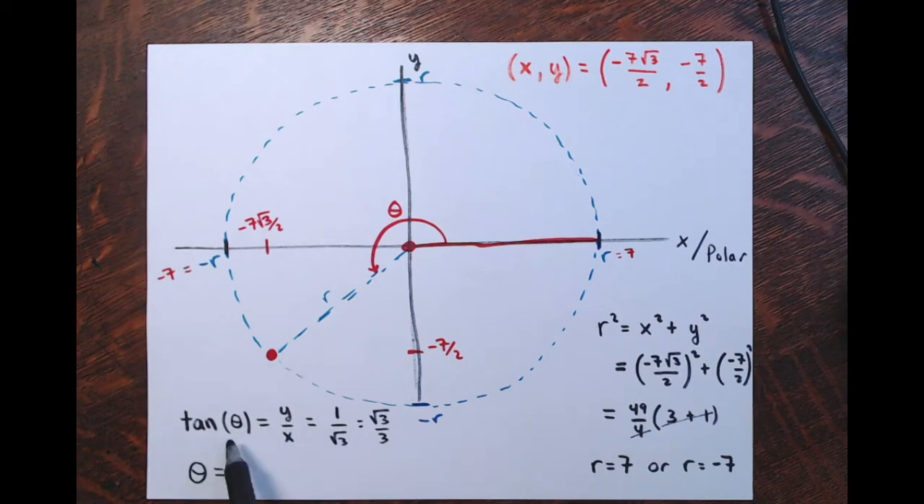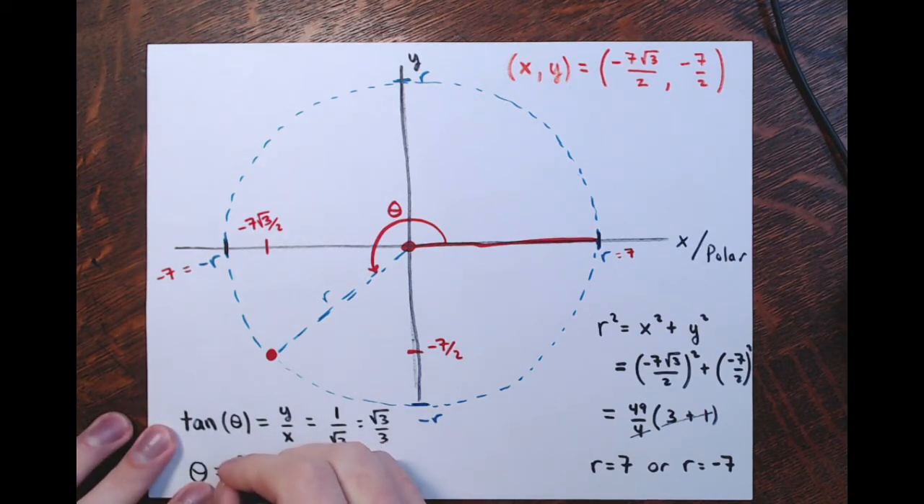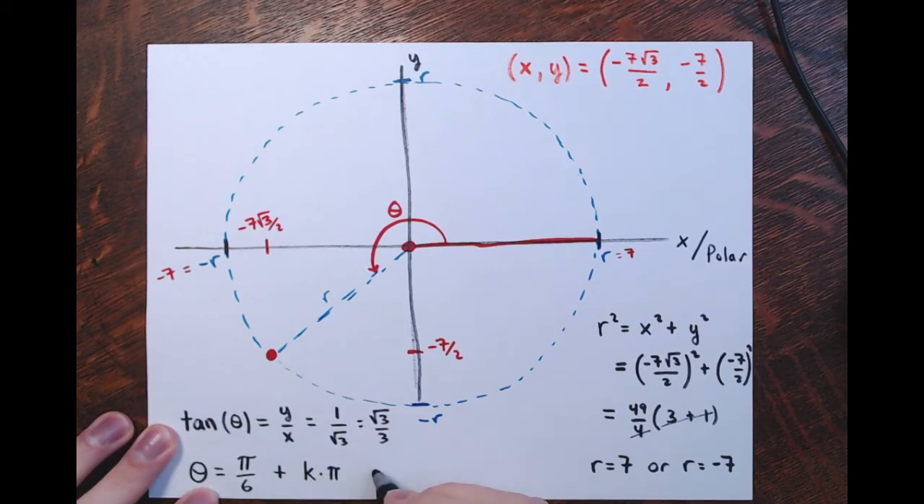All right, well, one angle that had a tangent of root 3 over 3 was pi over 6, 30 degrees. Pi over 6 radians. And then again, since the period of tangent is pi, I could just keep adding k times pi to this, where k is any integer.